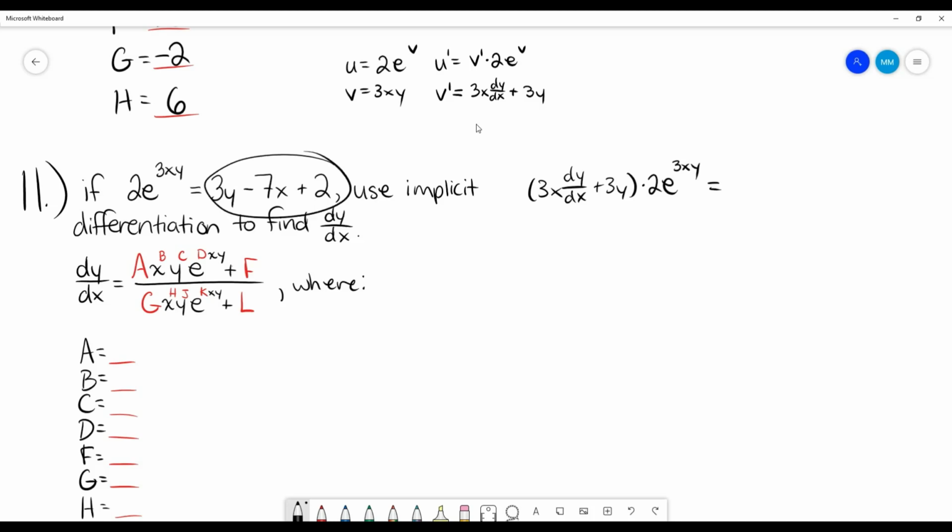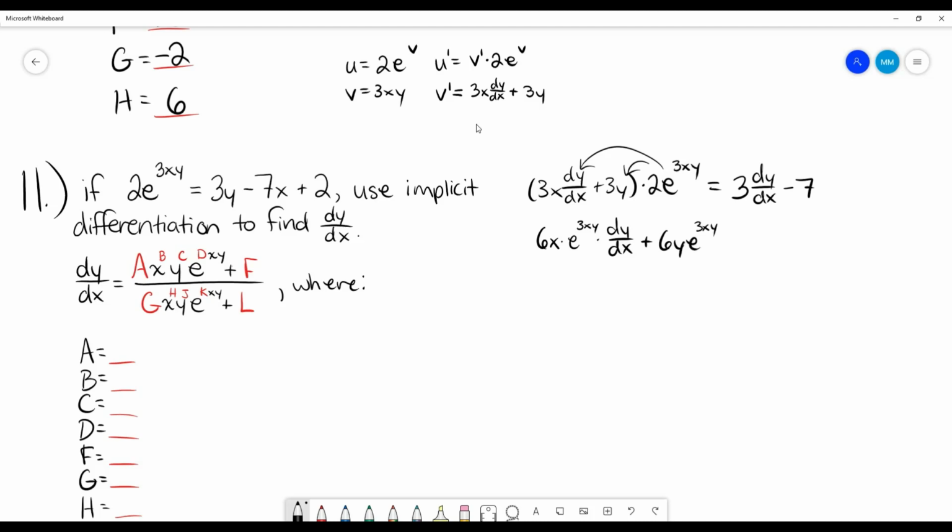And now we just have to take the derivative of this side with respect to x. So the derivative of 3y is going to be 3, and since it's y, it's going to be dy dx, minus 7. And then our plus 2 disappears. It turns into a 0 because the derivative of a constant is 0. So now we've got a little bit of trickiness going on here. Again, just so that I can work with this, I'm going to distribute my e term. So it's going to be 6x times e to the 3xy times dy dx plus 6y times e to the 3xy equals 3 dy dx minus 7.